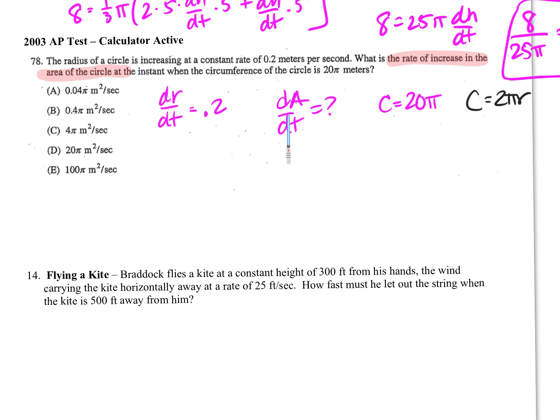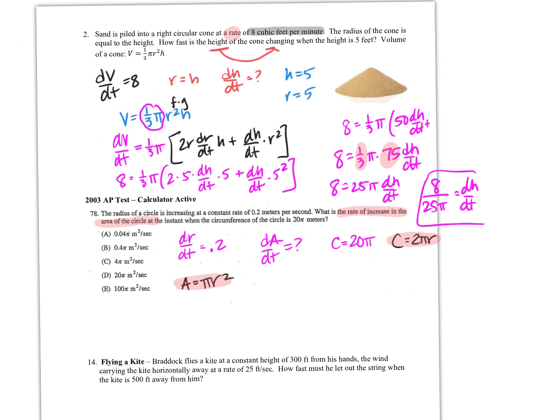So don't you agree that we need to start with, if they want dA/dt, I've got to do the area of a circle. Anyone remember the area of a circle? Pi r squared. AP will not give you this. They will give you the more obscure ones, but they do expect us to know circles, rectangles and triangles. Area of a rectangle, base times height. Area of a triangle, base times height, divided by 2. Area of a circle. I think that's it.